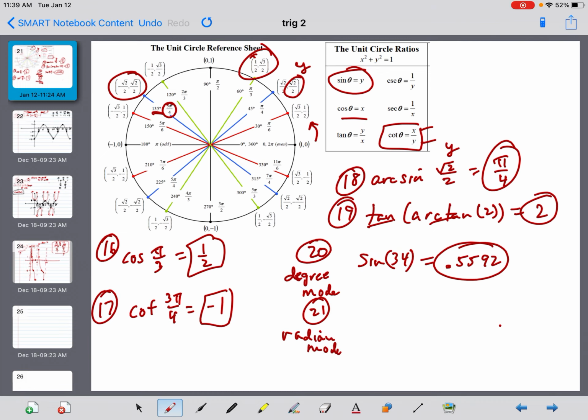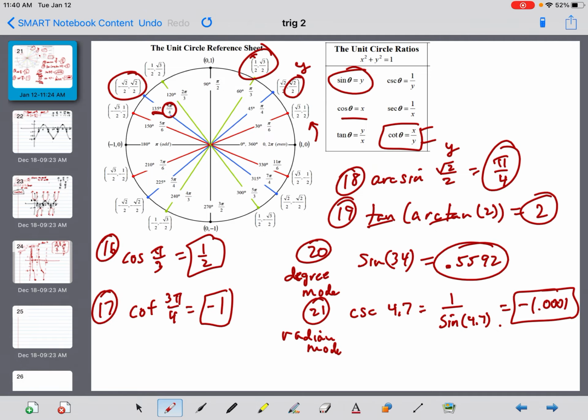For 21, you got to go back to radian mode, and you just hit the calculator. Well, this one's cosecant of 4.7. That means you have to do the reciprocal of sine. So you got to do 1 over the sine of 4.7. All right, that's how you type that into your calculator, since cosecant is the reciprocal of sine, and you get negative 1.0001, so pretty close to negative 1. All right, that's 21. 22.